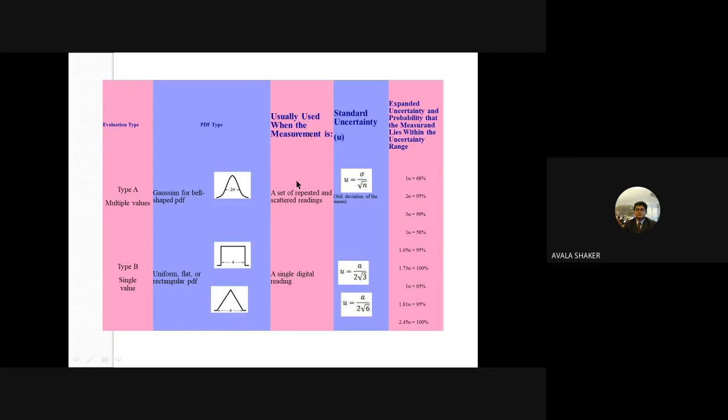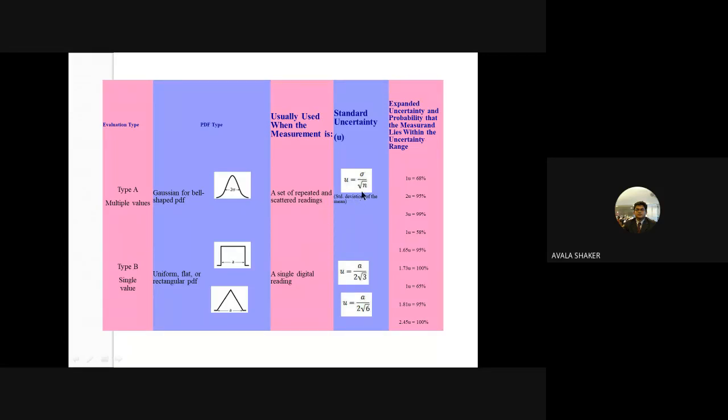So usually used in, so as a set of repeated and scattered readings. Okay. So the distribution of the scatter is here. The probability density function is Gaussian. Okay. So when do you use this kind of thing is if you have an instrument whose error is, let's say, the same thing, it is not going to change, it's a calibration thing. Okay. So you can use this kind of functions.